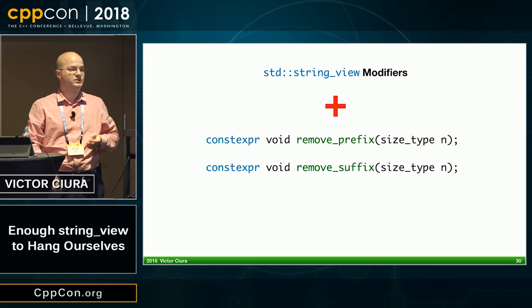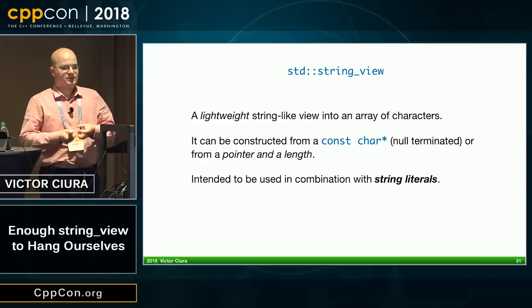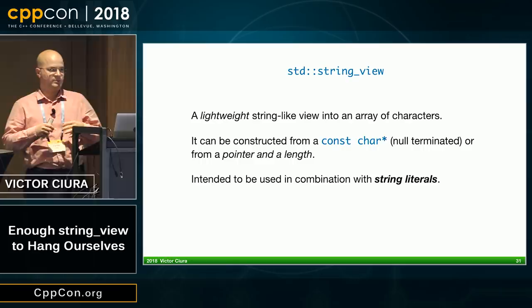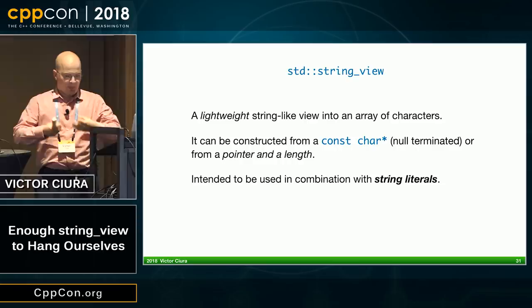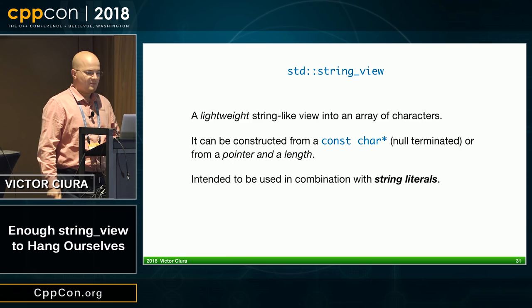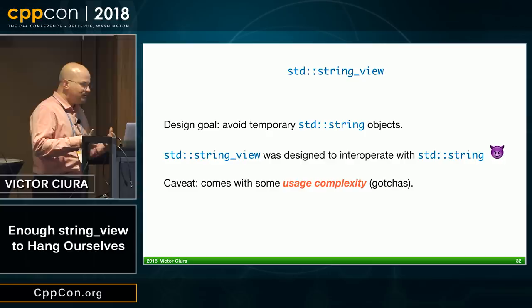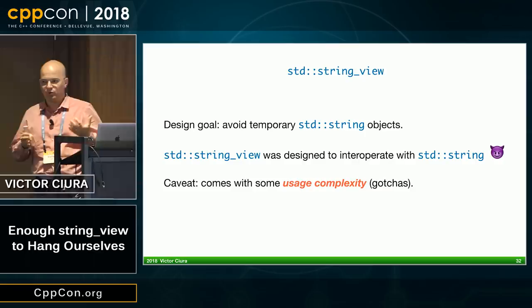It's a lightweight string-like view over an array of characters, and can be constructed from a pointer and a length. And it's friendly with string literals, and it can be used in constexpr context. Actually, this is one of its design goals, to be used to process strings at compile time as well. And its main goal is to avoid and minimize the use of copies of strings. And it was designed to interoperate with standard string, and this is a blessing as well as a problem, as we'll see later on in the talk.